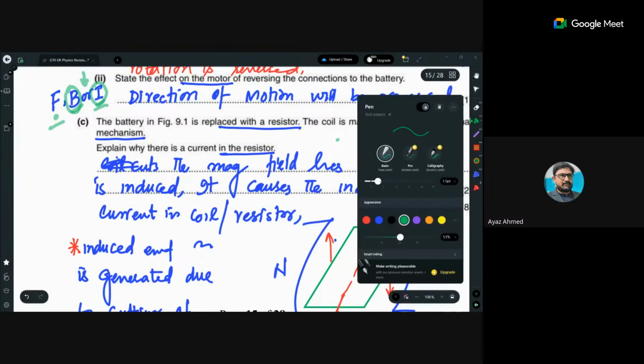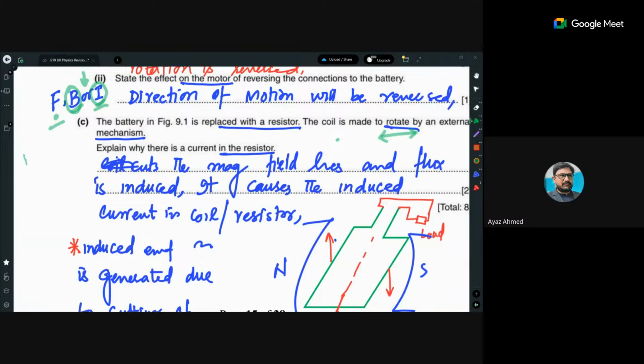Just recall that. और recall के लिए आपने क्या करना है कि F is reversed. How? If F, मतलब force, reverse होगी तो direction of motion भी reverse हो जाएगी ना. So force is reversed if either B or I is reversed. B is reversed by reversing the poles. ठीक है. And I is reversed by reversing the battery terminals. Is it clear? Yes, sir. Clear.